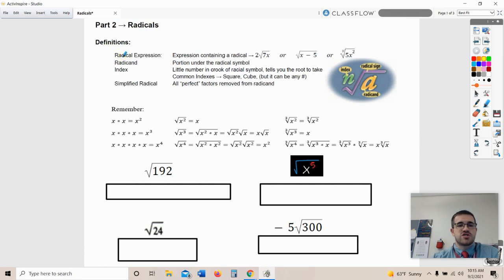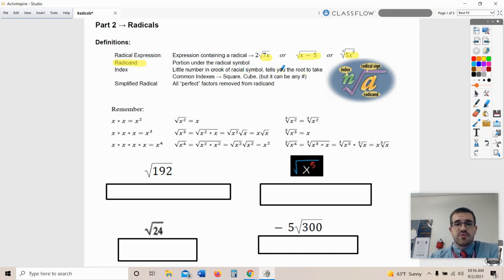So right here we have the definitions. A radical expression is an expression containing a radical. Pretty self-explanatory. Anything that has one of these radicals, 2 times the square root of 7x, or the square root of the quantity x minus 5, or the cubed root of 5x squared. The thing underneath the radical symbol, the 7x in this case, the x minus 5 or the 5x squared, is called a radicand.